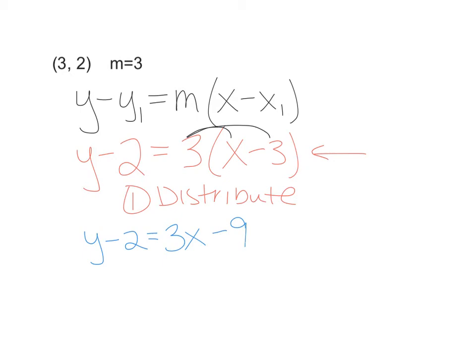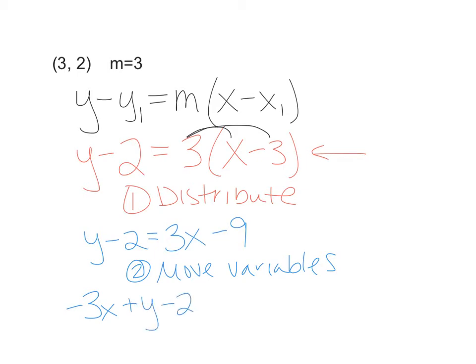Okay? The next thing I would like to do, step 2, is to move my variables. I need to get this 3x to the left-hand side so that it can be in standard form. When I move this 3x to the other side, I have to subtract. So I would have minus 3x from both sides plus y minus 2 equal to negative 9.